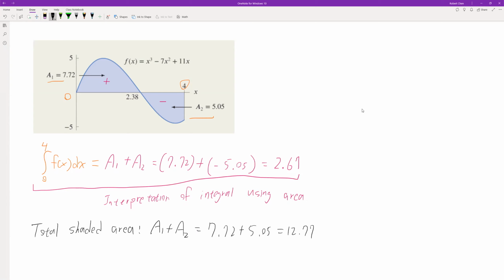So very different interpretation between the two. Here we are only focusing on area, whereas in the previous example, we are understanding this as integrals.